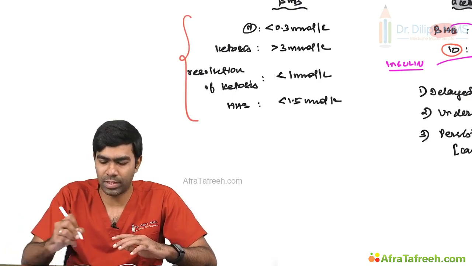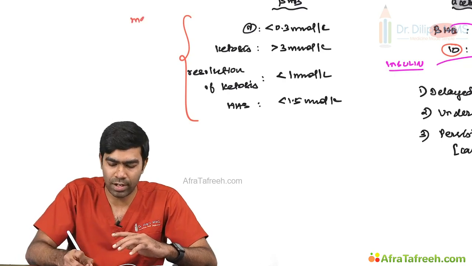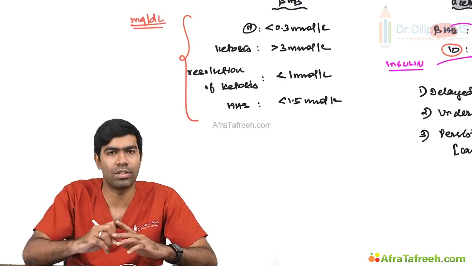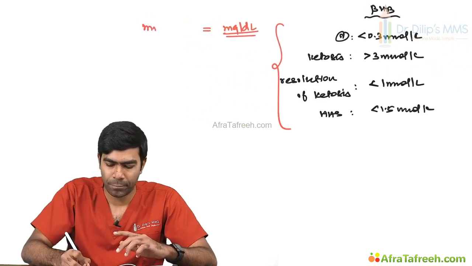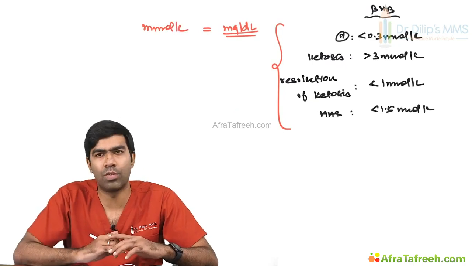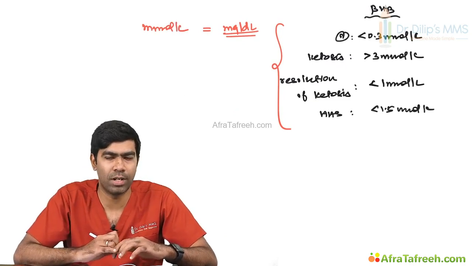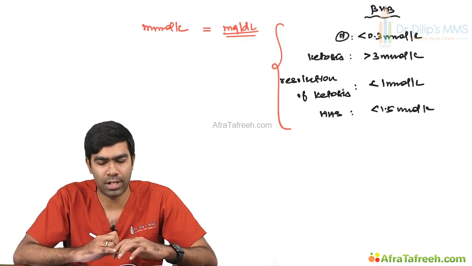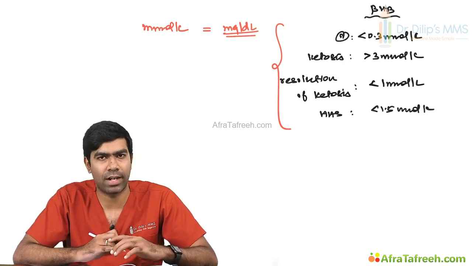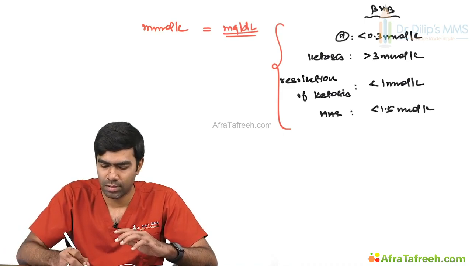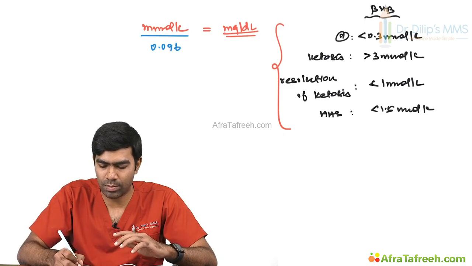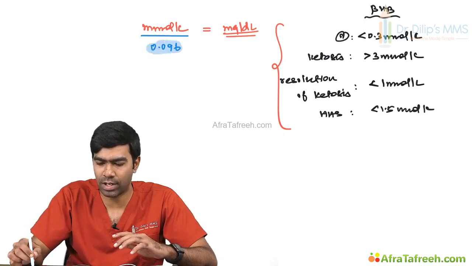At the same time, there will be some textbooks which will give the values in milligrams per deciliter, which gives you too much confusion. But you know already the values in millimoles per liter. Suppose if you want to convert the millimoles per liter to milligrams per deciliter, the conversion factor is very simple. You have to divide by 0.096. This 0.096 is the conversion factor here.